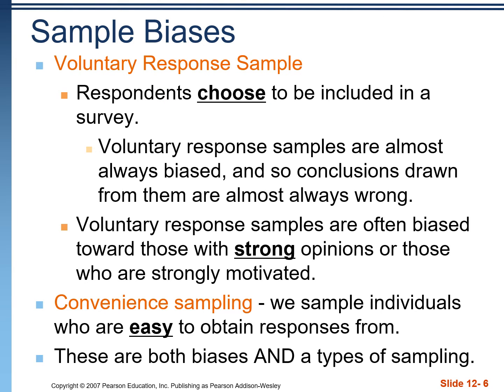Now on to sample biases. The most common bias is the voluntary response bias, and this is when respondents choose to be included in a survey. These are almost always biased. We don't want to draw conclusions based on a voluntary response sample for the reason that people with strong opinions are more likely to respond. They're strongly motivated to actually go through the trouble of answering the questions in this survey. Convenience sampling is when we sample individuals who are easy to obtain responses from. And a note, voluntary response and convenience are both biases and types of sampling.